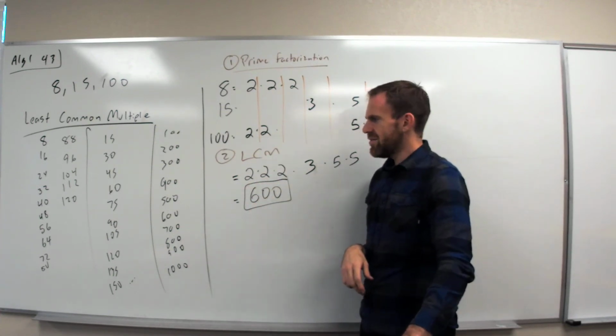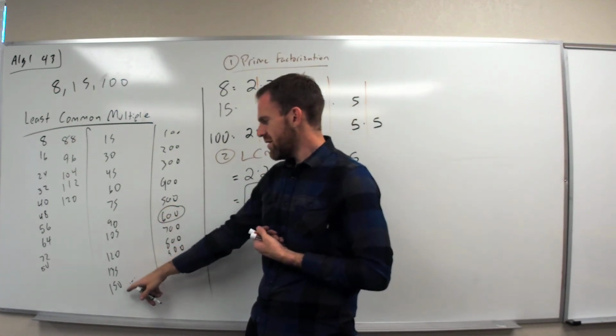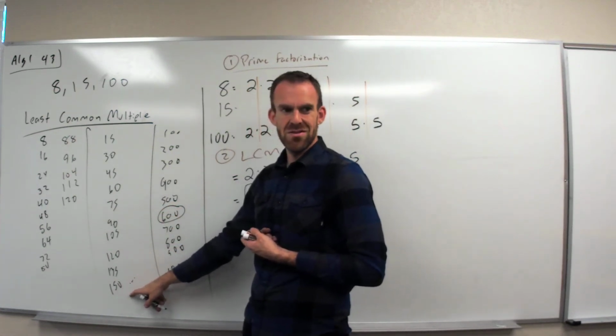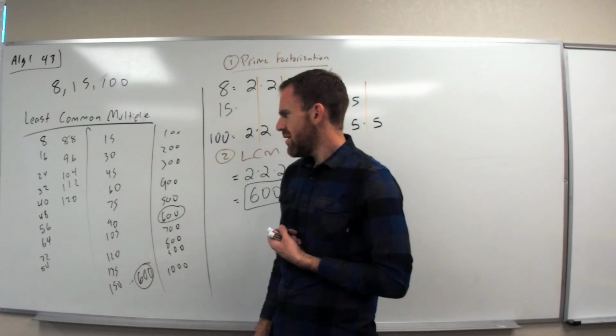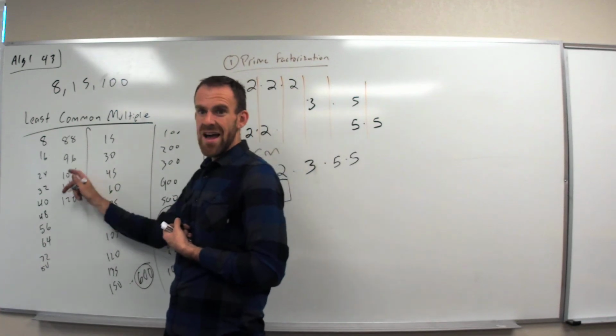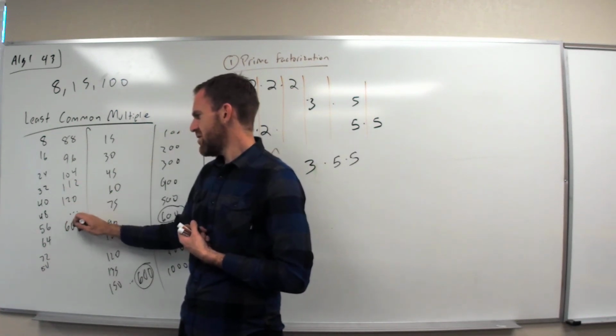How do I know that? Well, it's right here in my list. If I kept going, 150 times 2 is 300 times 2 is 600, so I know it's in this list. And 120 times 5, so if I did 5 times this many numbers, I would get 600.